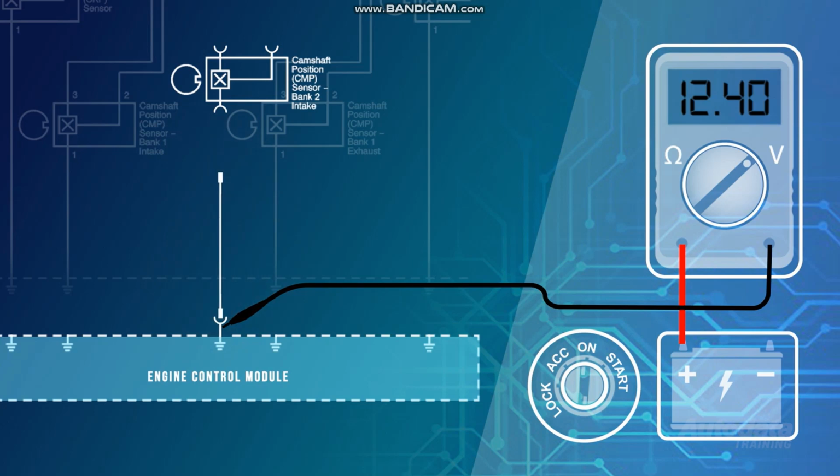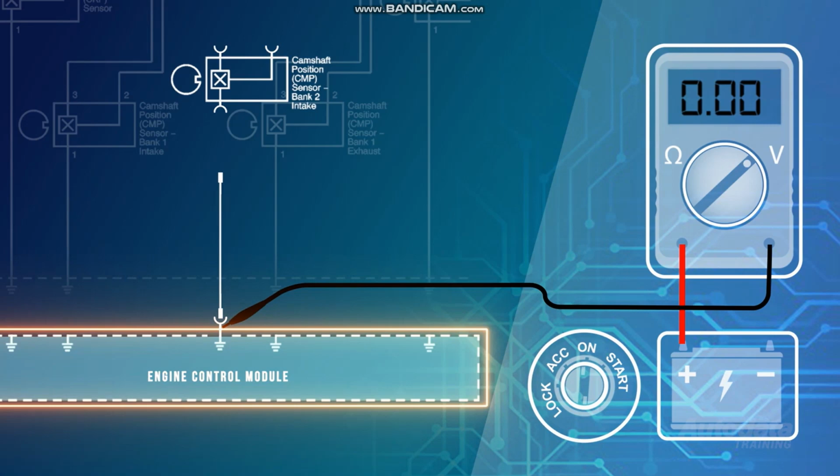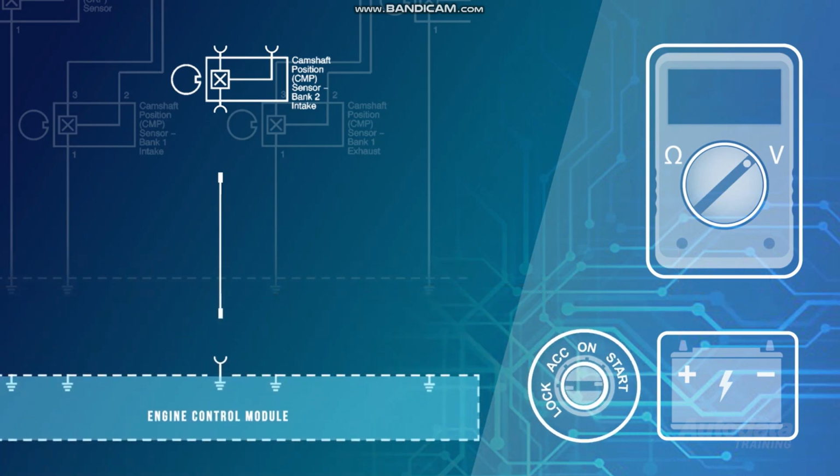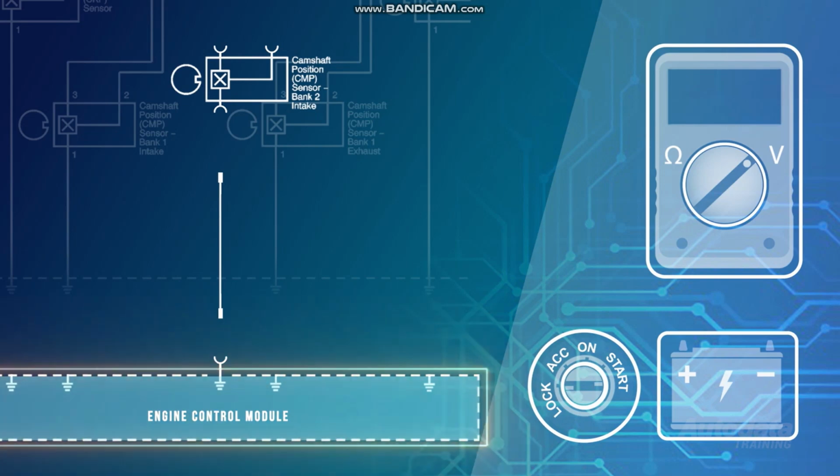However, if when testing at the ECM the voltage was still low, then the fault must be within the ECM or connector. Turn the ignition off and disconnect the ECM harness connector. Check for corrosion and terminal tension. If this is okay, then the excess resistance or open must be within the ECM.